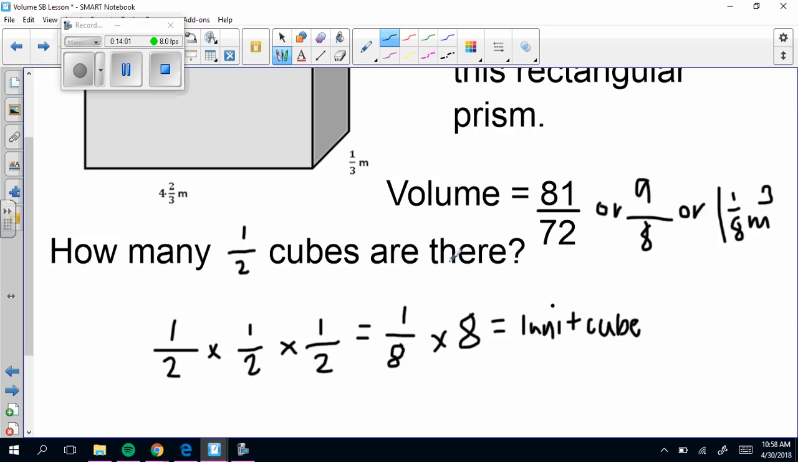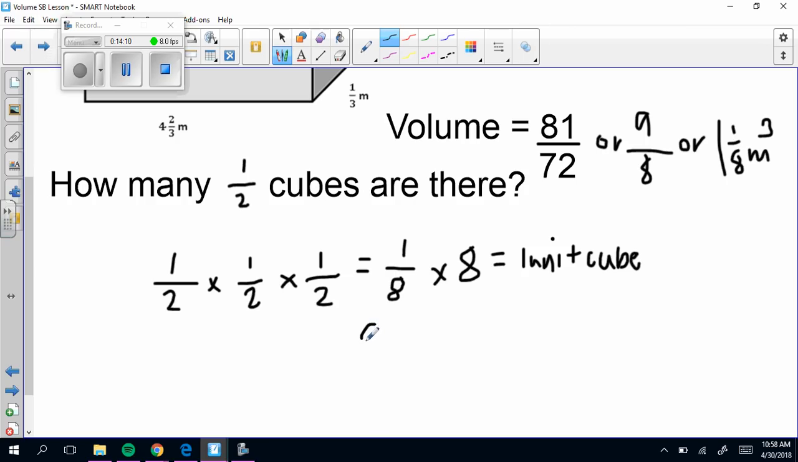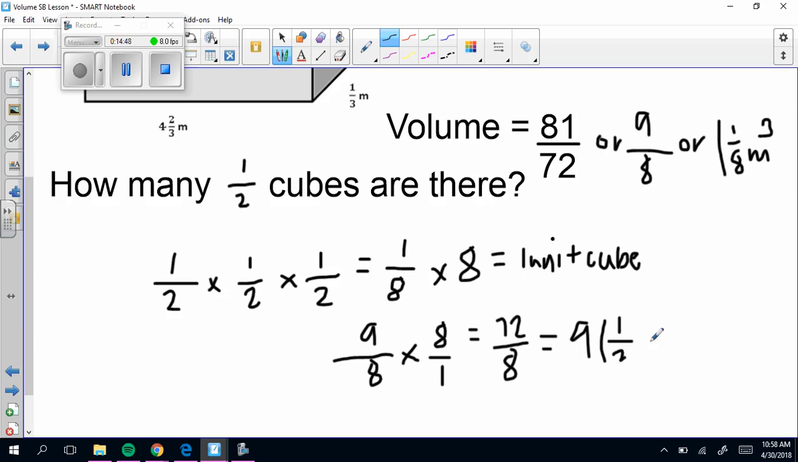Now, I want to find out, well, how many 1/2 cubes are going to fit in there? Well, we know 8 are going to fit in 1 unit cube. So I'm going to multiply the volume now, 9/8 times 8. So you can put this in your calculator, or you can do it by hand. So times 8, I'm going to make it a fraction. Now you can multiply on through. 72 over 8, which gives us 9. So 9 1/2 cubes could fit. Go ahead and write this down in your notebook.